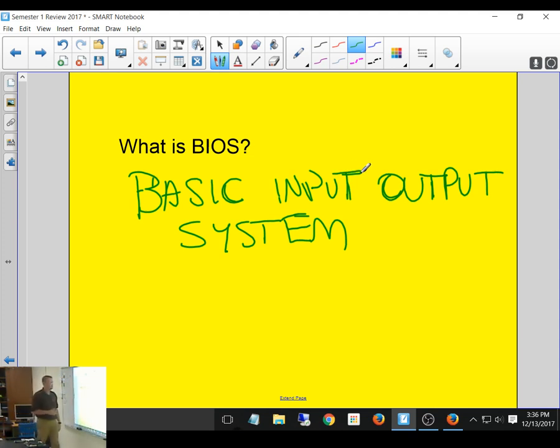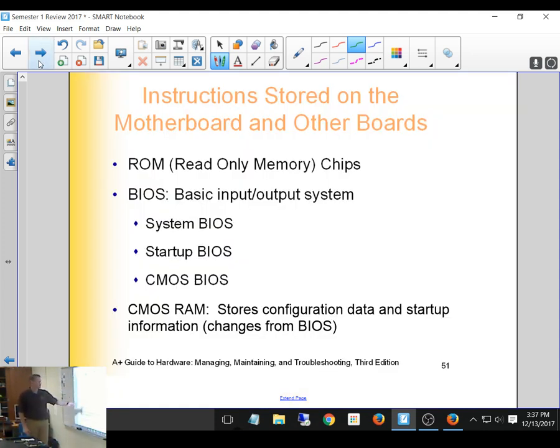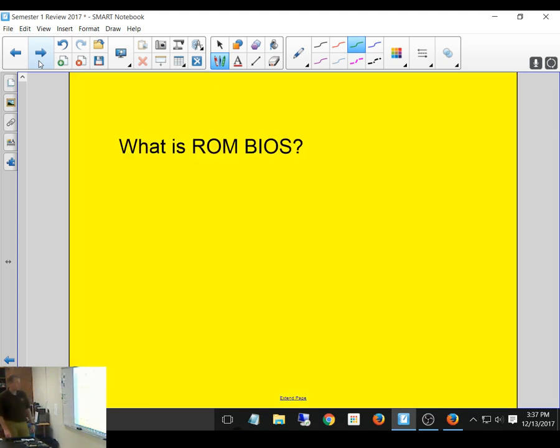So BIOS is software. It's a program that's stored in CMOS ROM. The program is stored in ROM. It's stored in read-only memory, so it doesn't go away. But the things that we change in BIOS are stored in RAM. The information is stored in RAM. The program is stored in ROM. So BIOS exists on a read-only chip. And it's referred to as system BIOS, startup BIOS, sometimes CMOS BIOS, but it's the basic input-output system that starts up and configures our computer when we push the power.